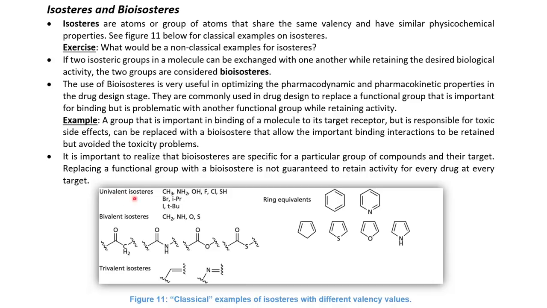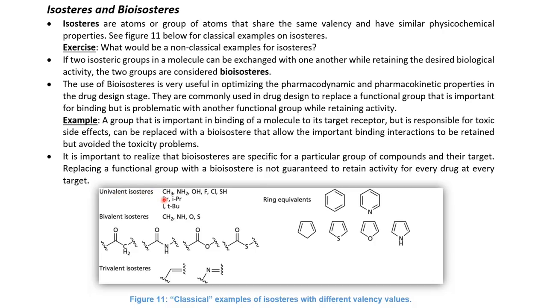Basically, you will see these groups, for example, CH3 and NH2, OH, fluorine, chlorine, and the thiol group. These could be replaced one for the other, and they have the same valency, meaning they have the same number of bonds by which they can be attached to an atom, or basically they can attach from one side. So they are called univalent isosteres.